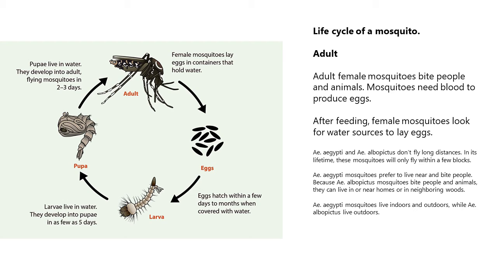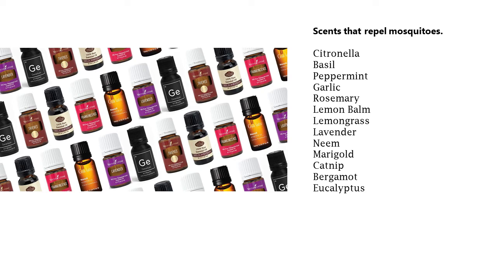A. aegypti and A. albopictus don't fly long distances. In its lifetime, these mosquitoes will only fly within a few blocks. A. aegypti mosquitoes prefer to live near and bite people. Because A. albopictus mosquitoes bite people and animals, they can live in or near homes or in neighboring woods. A. aegypti mosquitoes live indoors and outdoors, while A. albopictus live outdoors.